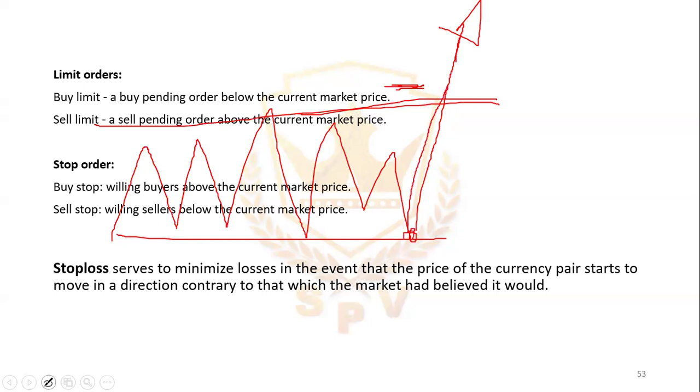And if the market comes and breaks this level and reaches this price level, then your order will be executed. And if it continues to buy, then you are in profit. So you are a willing buyer above the current market price. You see that if the market touches a certain price level, which is higher than the current level, then it would continue to buy significantly.